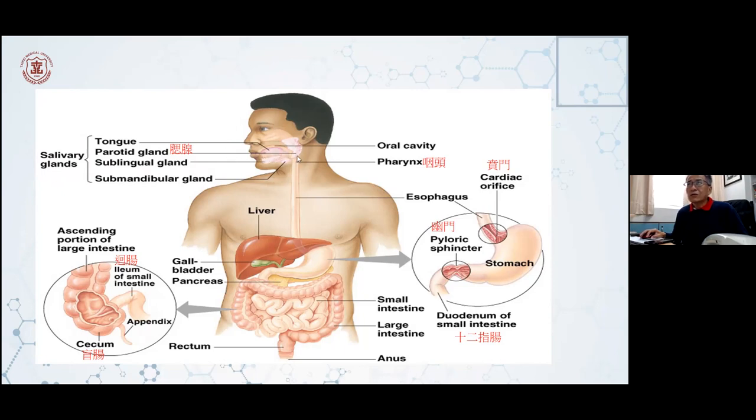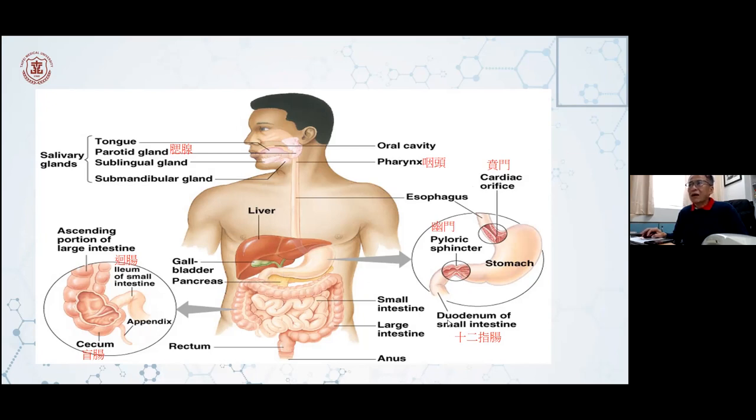Okay, so this is the oral cavity, and the food goes from the mouth through the pharynx, and then this is the esophagus, and it moves from the esophagus through peristalsis to the stomach. So the stomach has two junctions. One is connected with the esophagus. One is connected with the small intestine, the duodenum. So there are two sphincters here. The connection between the stomach and the esophagus is called the cardiac orifice. And the connection between the stomach and the duodenum is called the pyloric sphincter.